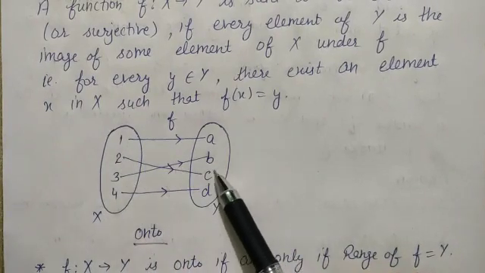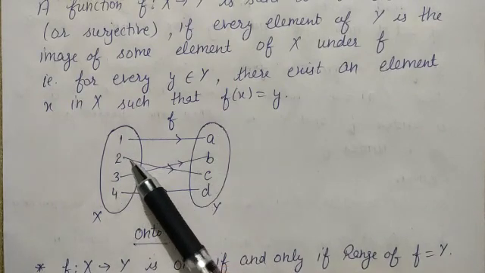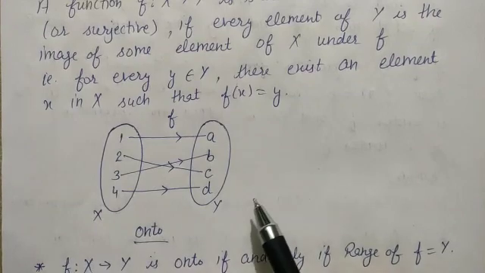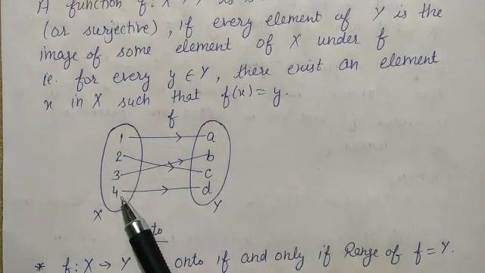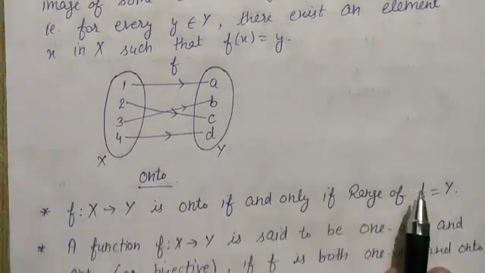Here the elements of x are 1, 2, 3, 4. Elements of y are a, b, c, d. a is the image of 1, b is the image of 3, c is the image of 2, d is the image of 4. Here every element of y is the image of some element of x under f. So this function is onto function.